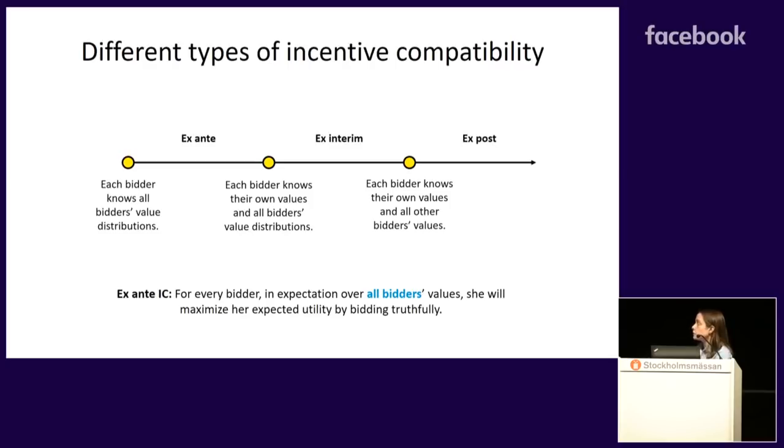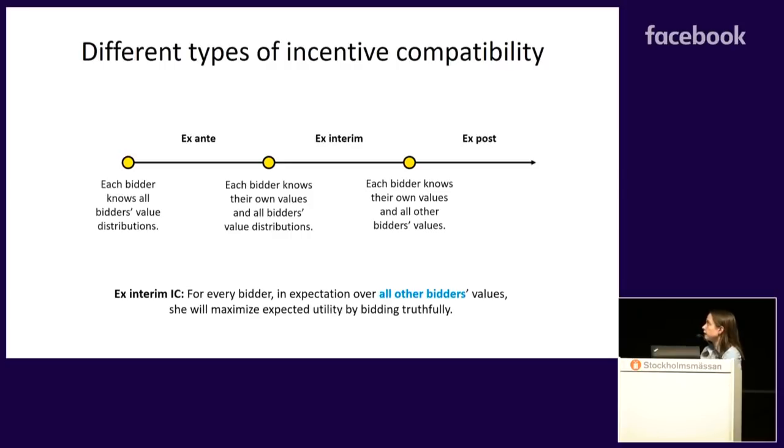Okay, and now we can move to the next step in the mechanism where we've drawn the bidders' values from this distribution, and every bidder knows their own value, but they don't know anyone else's value yet. So we're at this middle dot. And ex interim incentive compatibility says that in expectation over all the other bidders' values, I'm incentivized to bid truthfully, no matter what my value is.